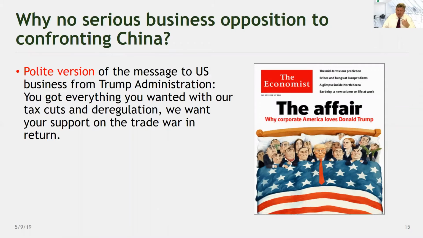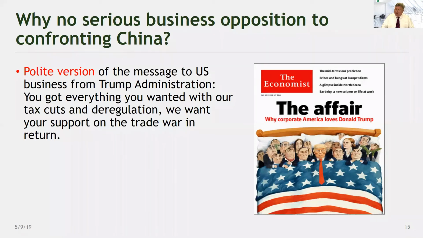Well, US business has voiced some concerns, especially certain leading groups of US business firms, but they've been rebuked by the Trump administration, and there are two messages which the Trump administration gives them. And this cover from The Economist I have shown you here, which is Why Does Corporate America Love Donald Trump, gives you part of the answer.